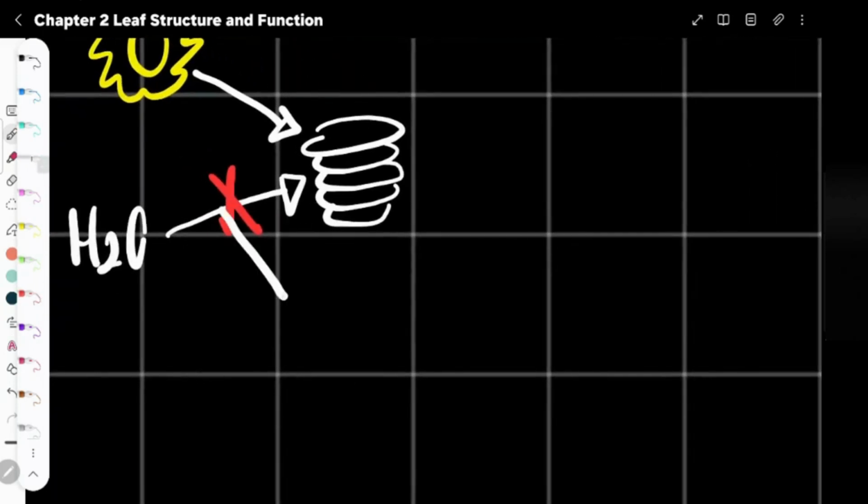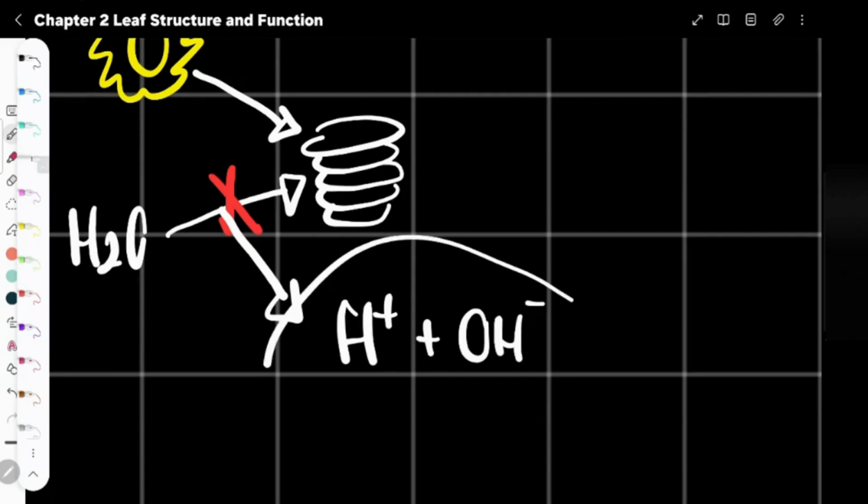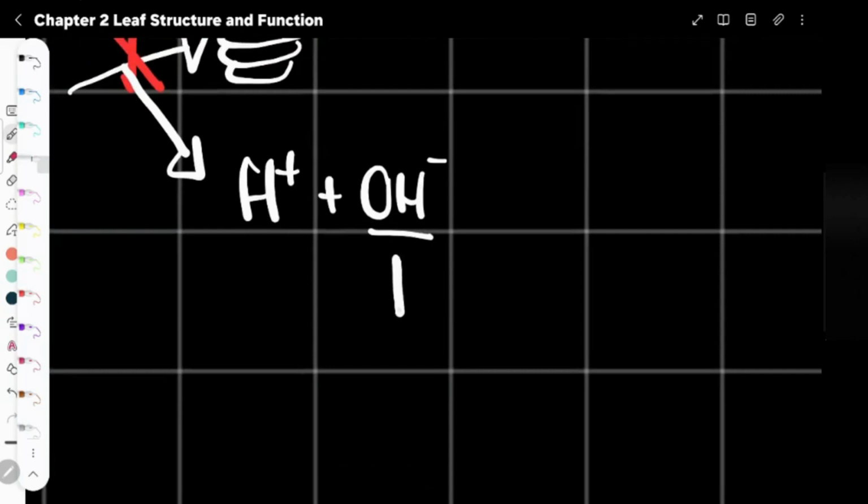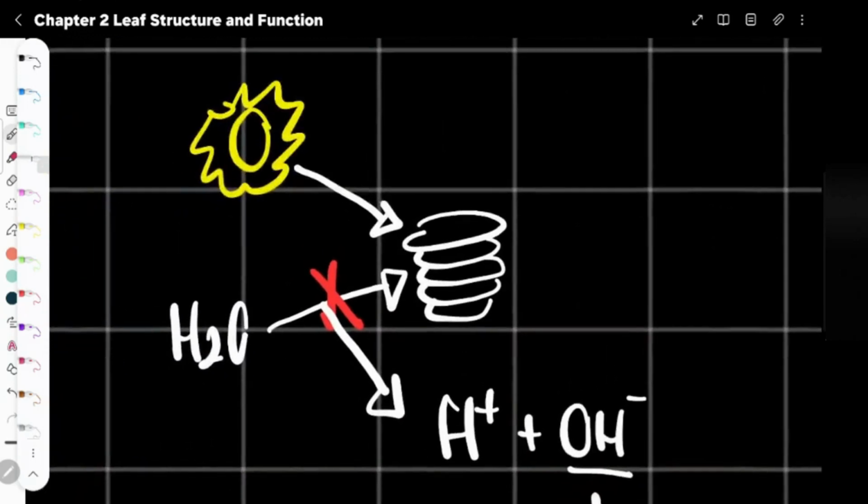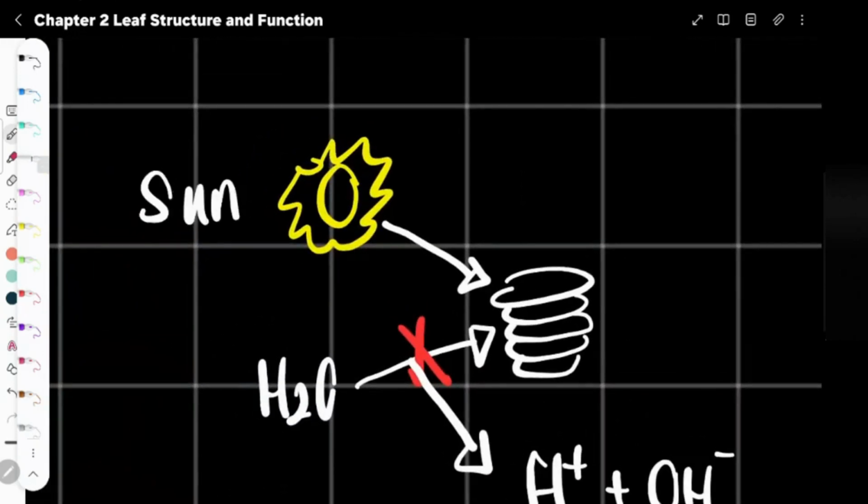Now you have to break down. Water will break down to become what? H plus ion and OH minus ion. This one will break down to become like this. And then the OH ion will produce oxygen. I'm going to skip that part. So far understand? You just need sunlight and water first. Understand? Say yes or no.